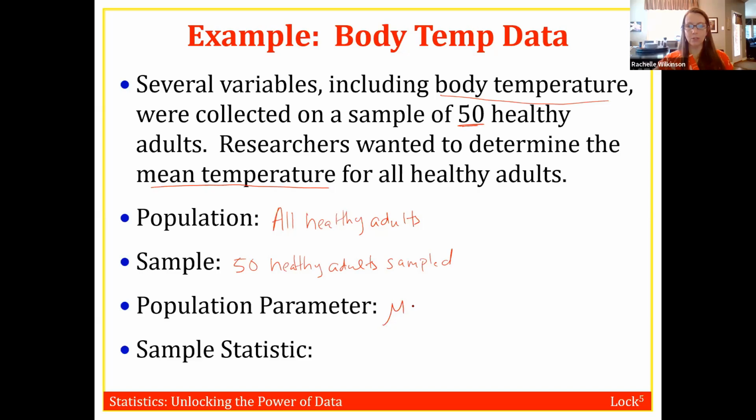So far today, we've only used mu, but in your homework, you'll get to use some other population parameters. So my population parameter is mu. Mu is the mean body temperature for all healthy adults. Remember, it's a population parameter, so we should have the population somewhere in the description.